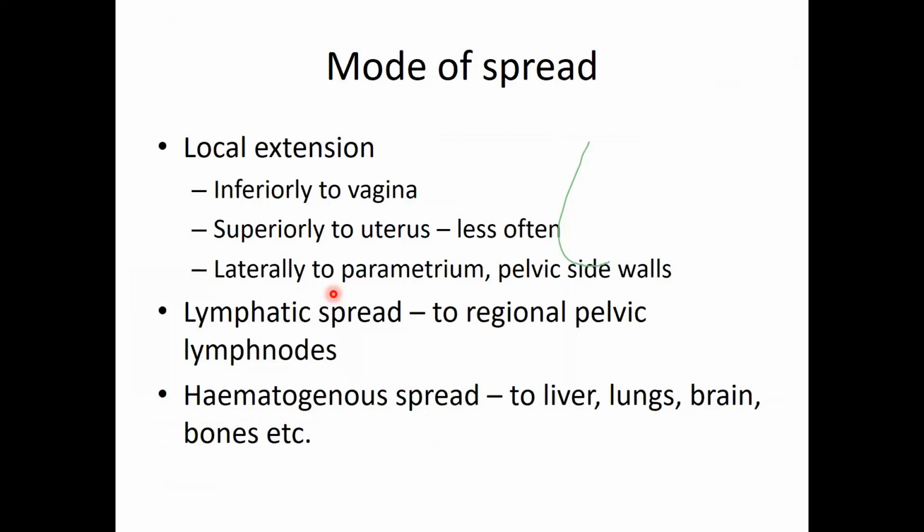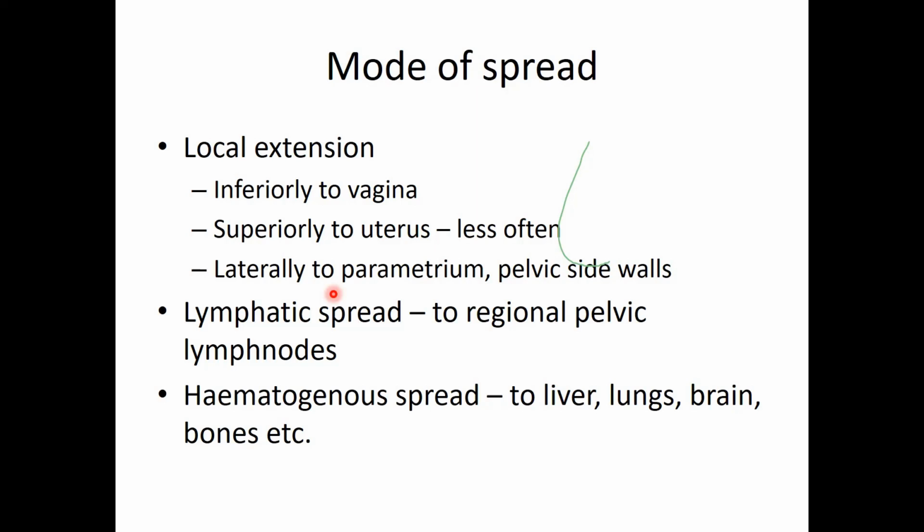So, how does cervical cancer spread? We have 3 modes of spread. We have local extension. When it has local extension, it moves just inferiorly to the vagina. Remember, where is it located? We have the bladder anteriorly, and the rectum posteriorly. So inferiorly, it will move downwards to the vagina because it is within the vagina. Then superiorly to the uterus, though it is less often, but on the lateral side, it will go to the pelvic walls and the parametrium.